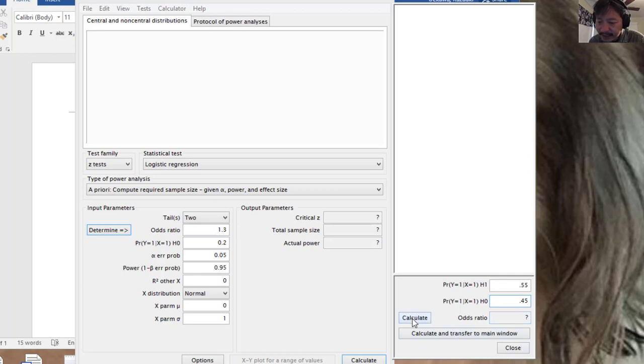I press calculate and then push calculate and transfer to main window. Then all these pieces of information are now transferred to the left side or the main side of the window.